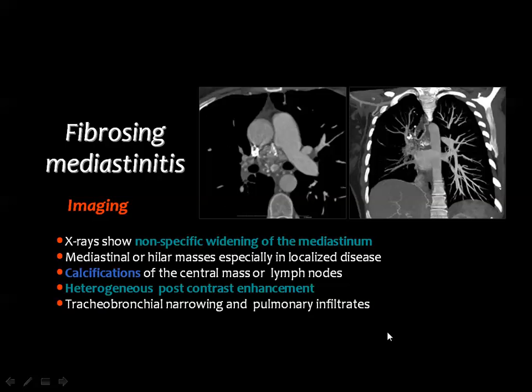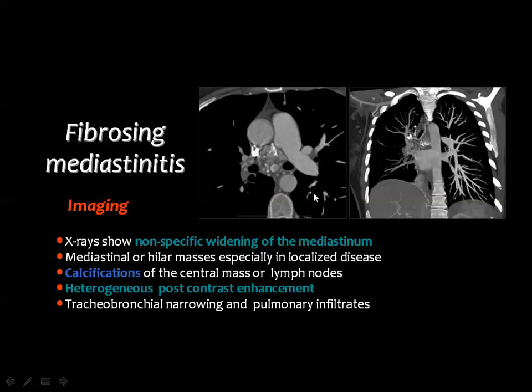What are the imaging findings in patients with fibrosing mediastinitis? The X-ray may show widening of the superior mediastinum due to the presence of this mass of fibrous tissue. Also, you may see a hilar or mediastinal mass on the plain X-ray, but on the CT scan, one of the prominent features of this fibrosing mediastinitis is the presence of calcium in this mass, and also if you inject contrast material, the mass will enhance heterogeneously with contrast medium.